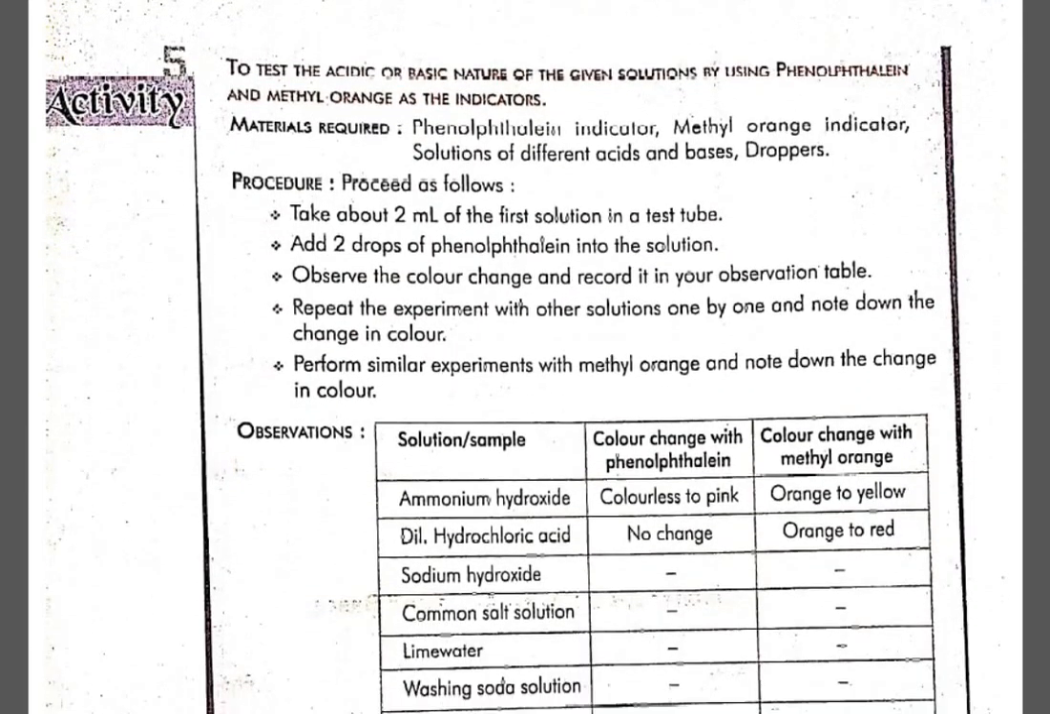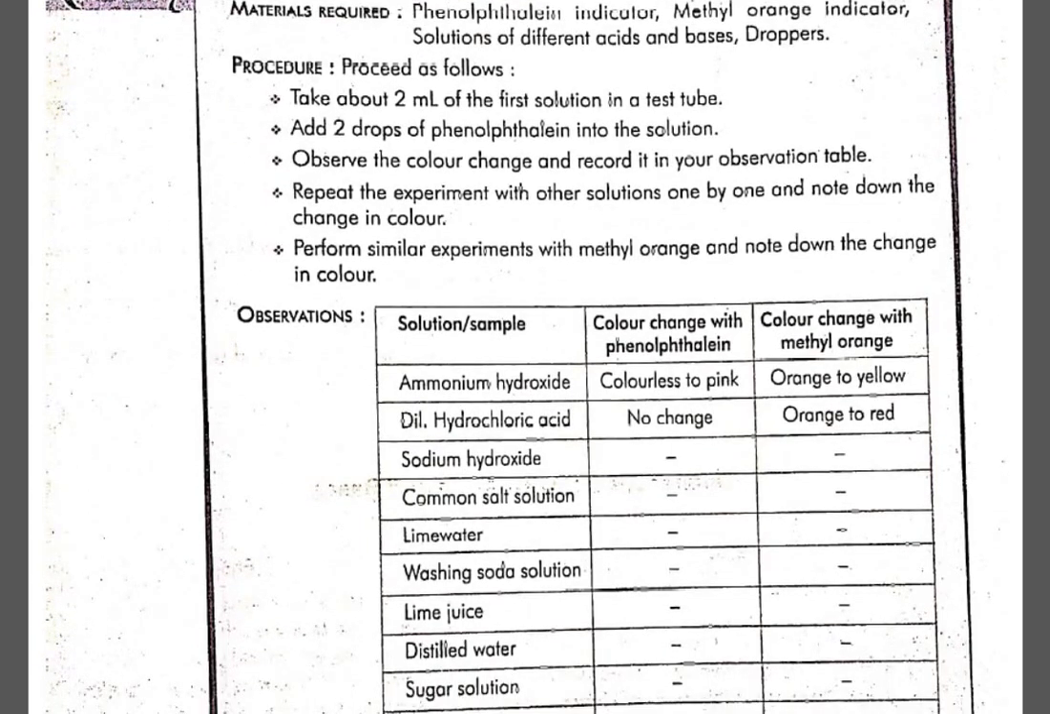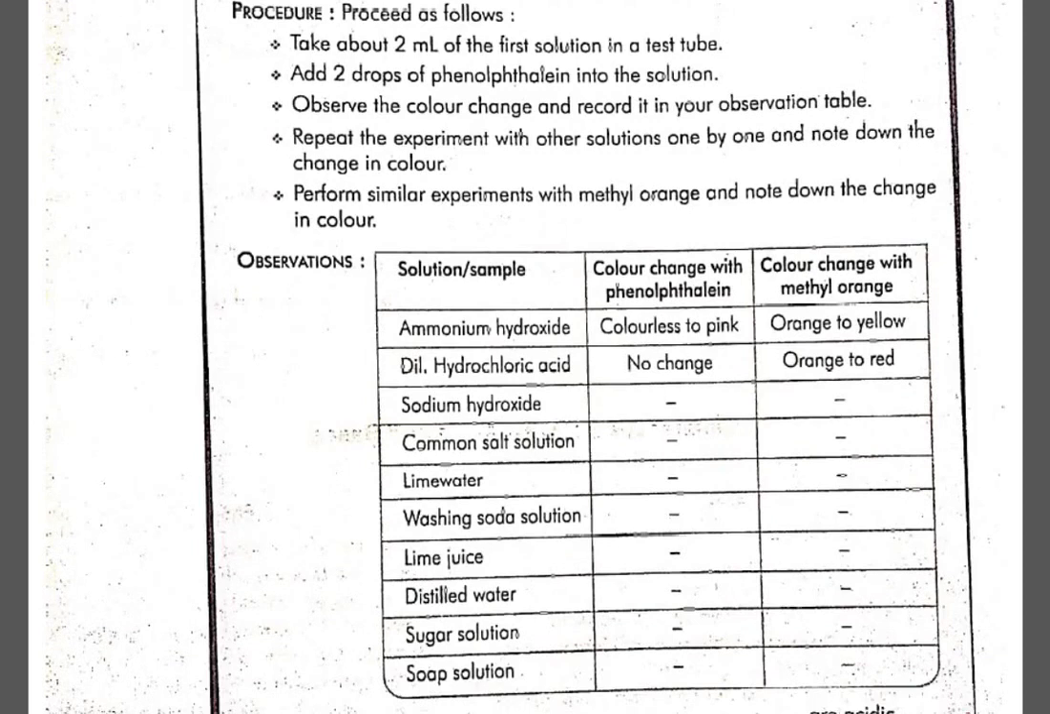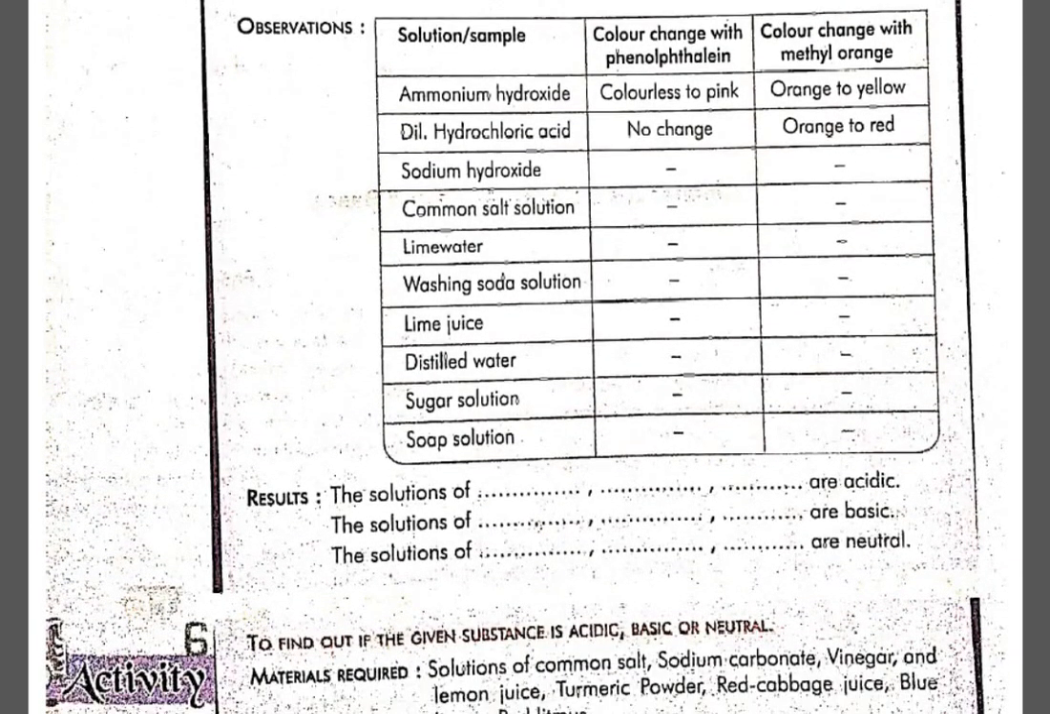Now again there is an activity related to the same. There are certain sample solutions provided and you have to write the color change with the help of phenolphthalein and methyl orange. You will find two examples are already provided. So in sodium hydroxide, colorless to pink.